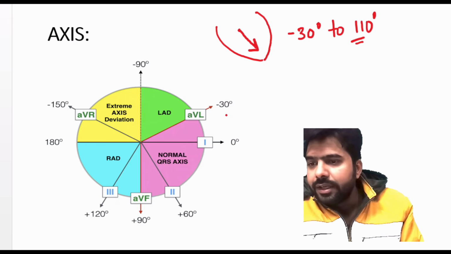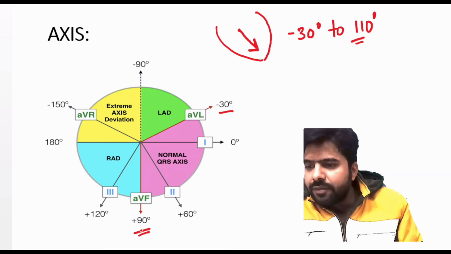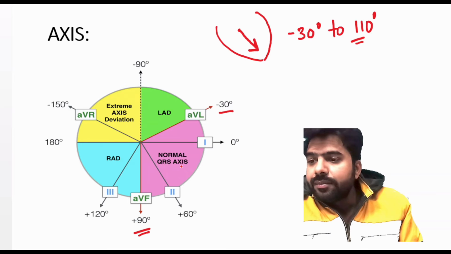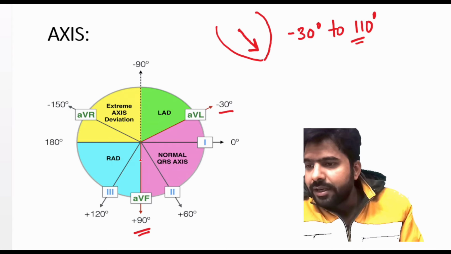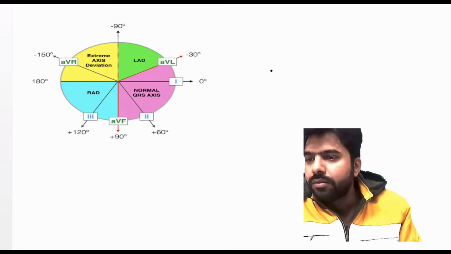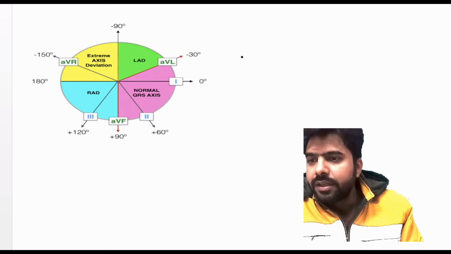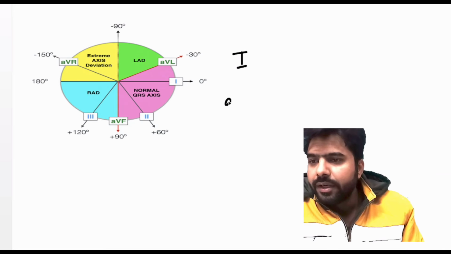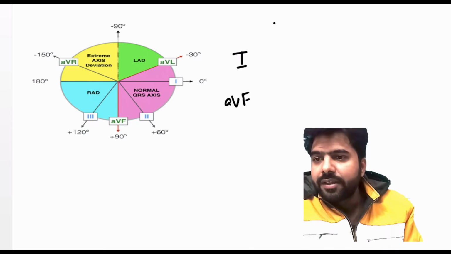This pink color is from minus 30 to plus 90. Now there is one confusion. I had told you that the normal axis of the heart is minus 30 to 110 degrees, so it will be slightly more than this 90 degrees, and this will also be included in the normal axis. Now, for calculating the axis of a heart, we first see lead 1 and lead AVF. In lead 1 and in lead AVF, we will check the RS pattern.